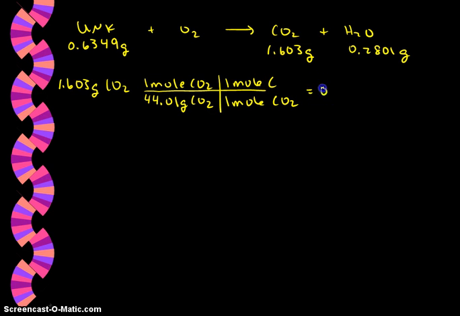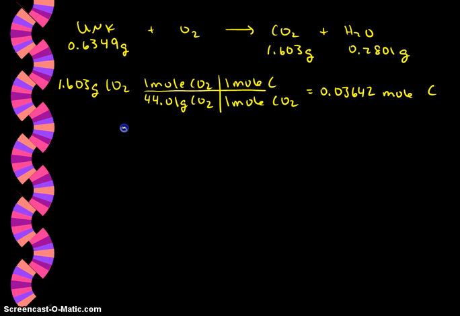So that's going to give us 0.03642 moles of carbon. That's how much was in the carbon dioxide, so it's how much was in the original unknown. Now we're also going to need to know the mass of the carbon, so we'll put that underneath.